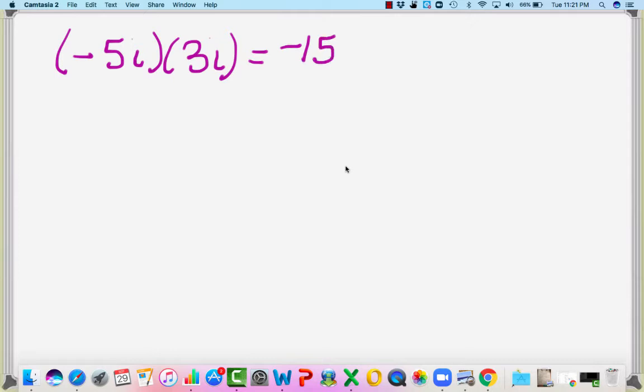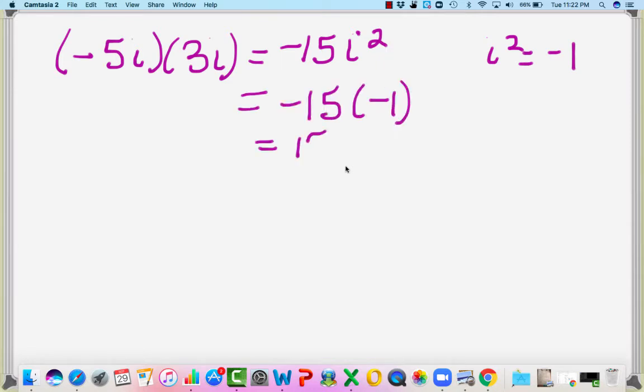Now let's look at multiplying with complex numbers. So say we have -5i times 3i. Well, you're going to multiply like you normally would. -5 times 3 would be -15, and i times i is i squared. But now if you recall, we said that i squared is -1. So every time you see an i squared, you're going to replace it with -1. So that's -15 times -1, which would be positive 15.